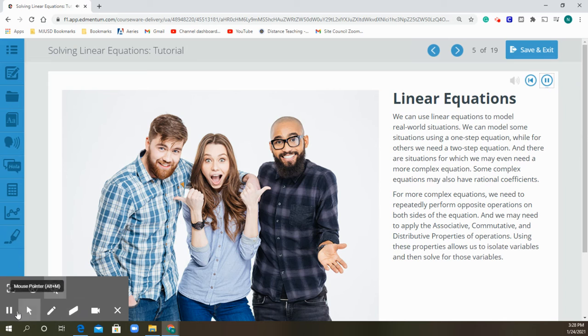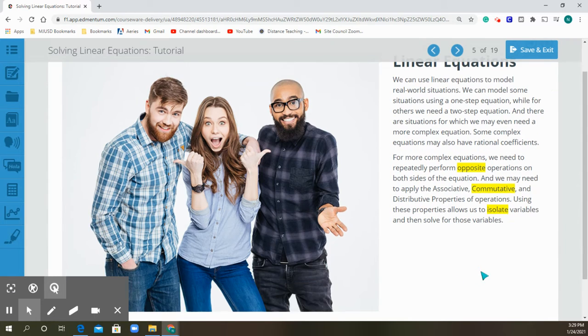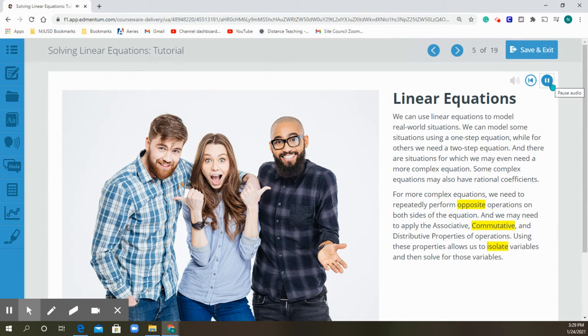Linear equations. We can use linear equations to model real-world situations. We can model some situations using a one-step equation, while for others we need a two-step equation. And there are situations for which we may even need a more complex equation. Some complex equations may also have rational coefficients. For more complex equations, we need to repeatedly perform opposite operations on both sides of the equation, and we may need to apply the associative, commutative, and distributive properties of operations. Using these properties allows us to isolate variables and then solve for those variables.